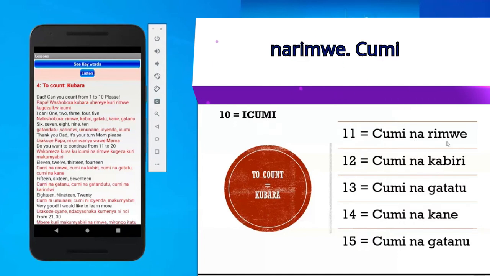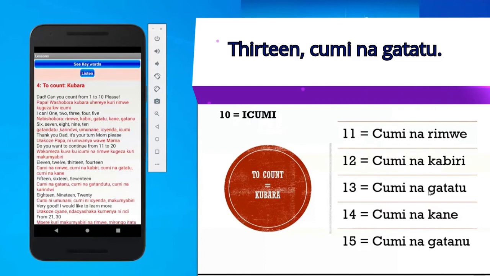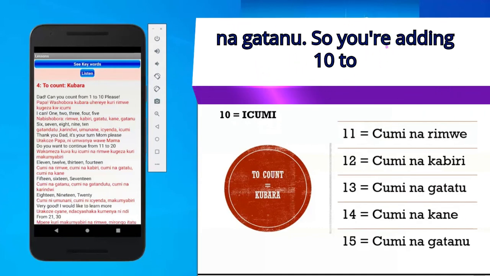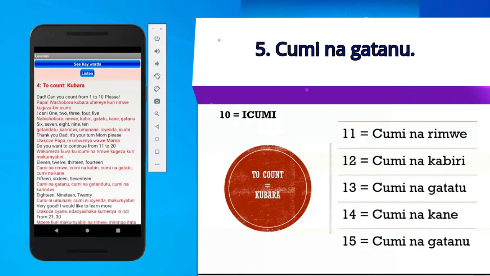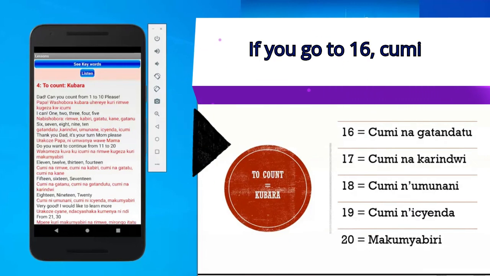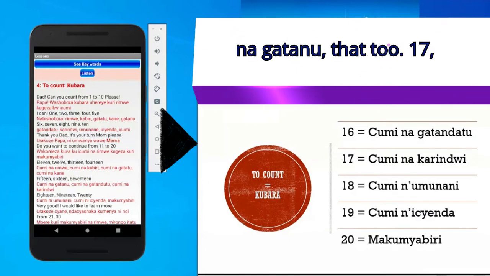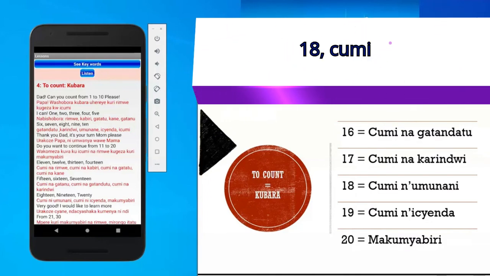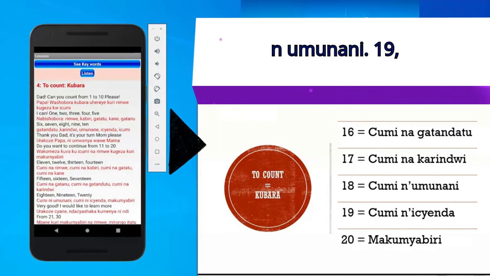Cumi na rimwe. 12, cumi na kabiri. 13, cumi na gatatu. 14, cumi na kane. 15, cumi na gatanu. So you are doing 10 plus 5. If you go to 16, cumi na gatandatu. 17, cumi na karindwi. 18, cumi n'umunani.